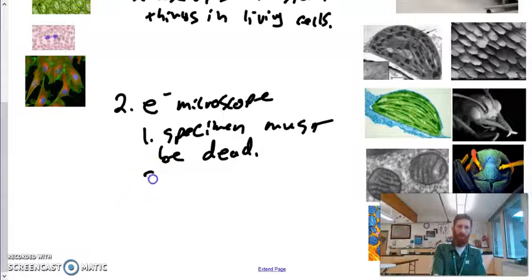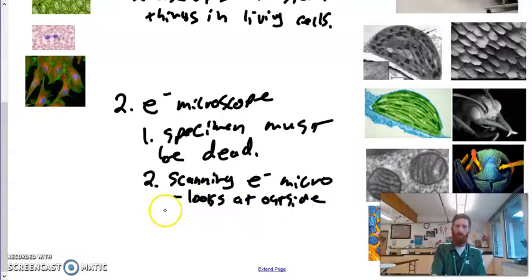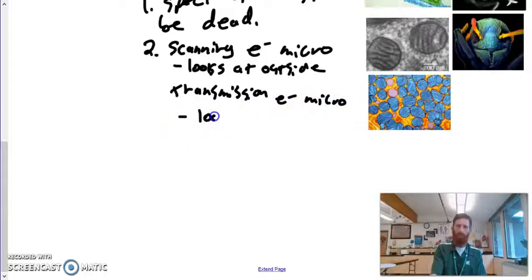So there are 2 different types of electron microscopes. There's a scanning electron microscope, and that just looks at the outside of things. So it looks at the outside. And then there's also the transmission electron microscope, and that looks at the inside.